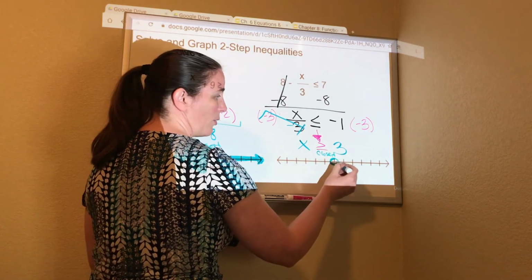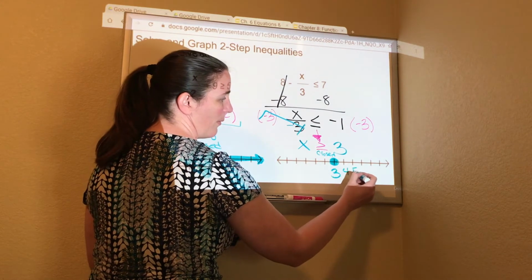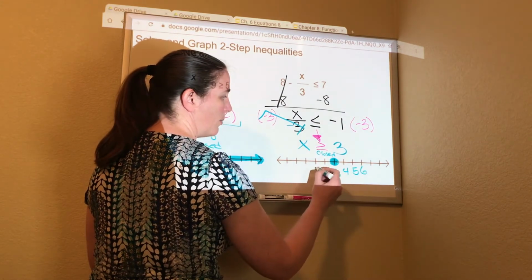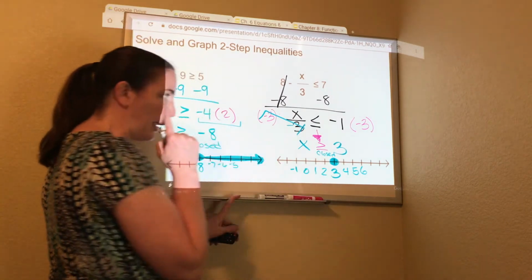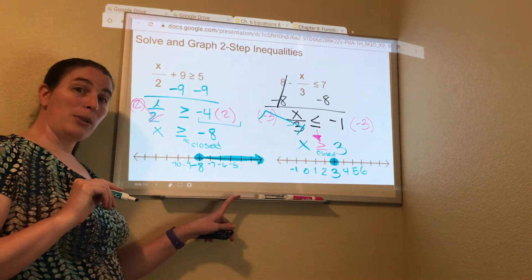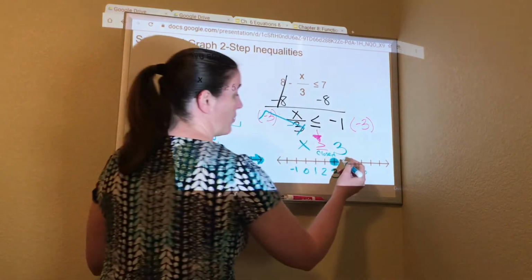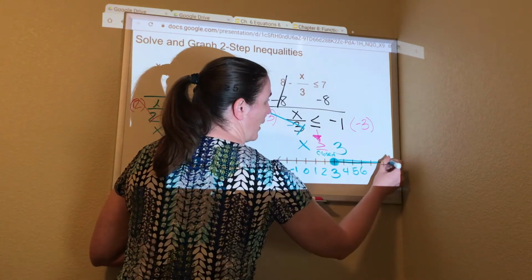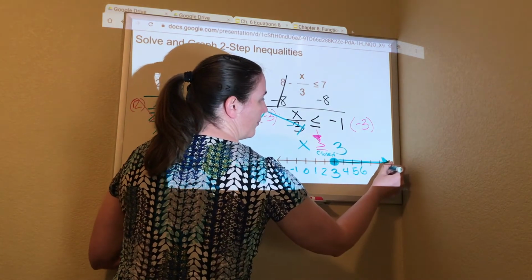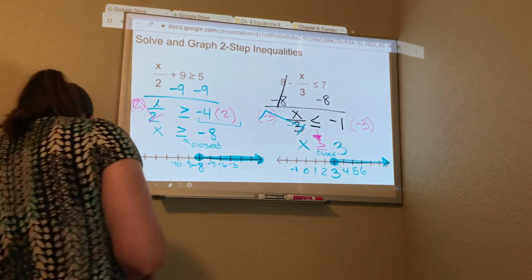So I'm going to go ahead and draw a circle, color it in, and write a 3. 4, 5, 6, 2, 1, 0, negative 1. All right, so which way does it go? x is greater than or equal to 3. That means it's going to be like 4, 5, 6, 7, 8, right? So it's going to go to the right. Okay. All right, let's go on to the next one.